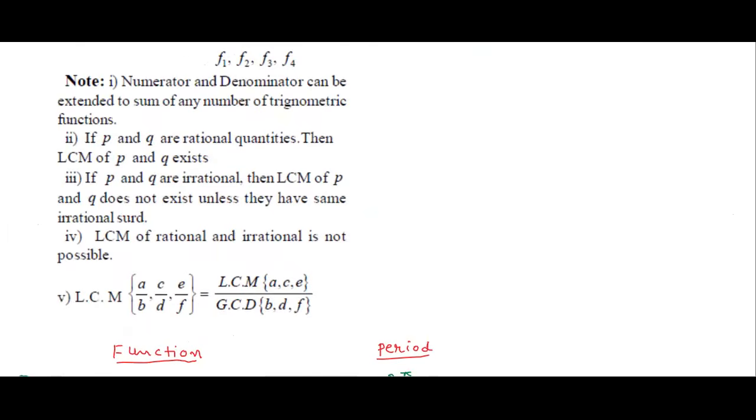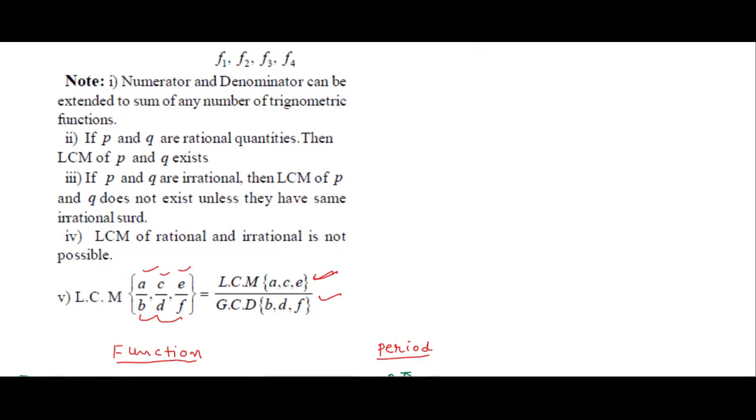So at that time, how to take it? Take the numerator part, LCM of numerators divided by GCD of denominators. GCD, greatest common divisor, or we can take HCF also. HCF means highest common factor, both are the same. So whenever the period of the function is in fractions, for numerator part take LCM, denominator part take GCD. The total value is the LCM of those functions. So at that time we will say that is the period of the original function.